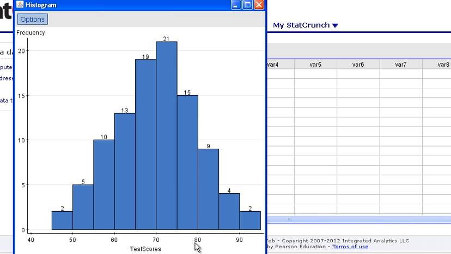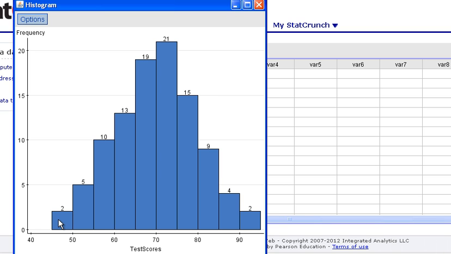So maybe I wanted to know the percent of students that got above 80%. And I know there's 100, so I would take 9 plus 4, that's 13, plus 2 is 15, and divide that by 100. So 15% get above 80. And I could do various questions like that. I could figure out the percent that failed or got below a 60 by using the same method. 10 plus 5 plus 2 is 17, over 100 is 0.17 or 17%.